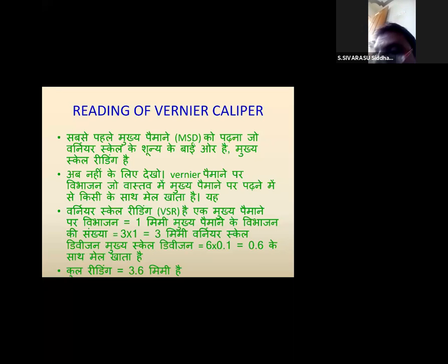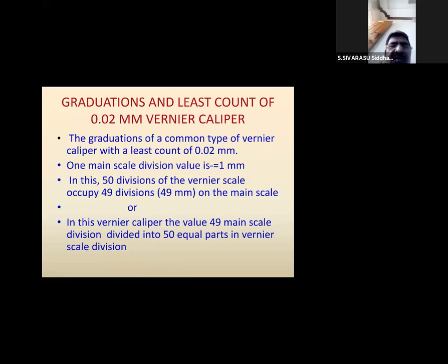Okay, now, vernier calipers are available in different accuracies. So far we have discussed the 0.1 mm accuracy of the vernier caliper, how the graduations are marked, and how the least count has come. Now next we are going to discuss the 0.02 mm accuracy: how the 0.02 mm accuracy or least count arises.